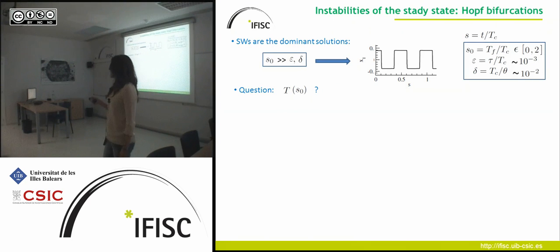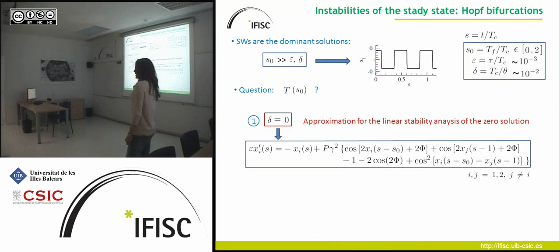To answer this question, we determine the Hopf bifurcations of the steady state. To first approximation, we consider delta 0. In general we cannot do this, but we can do it in this case because the zero solution satisfies the condition of time average 0 automatically. So as a first approximation for the linear stability analysis of the steady state, we can do this.